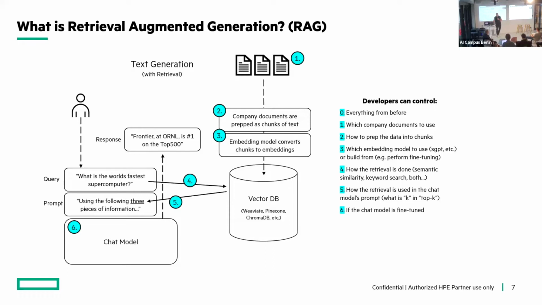And then the 6th point is which chat model: is the chat model fine-tuned? How big is the context window? How important is this context window? How big should it be?